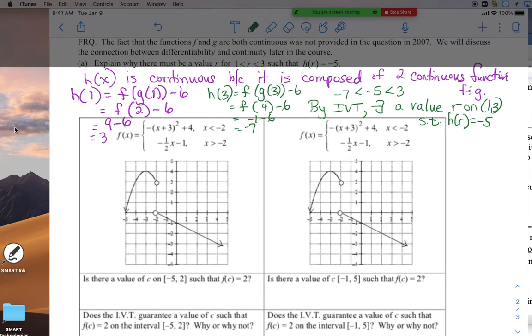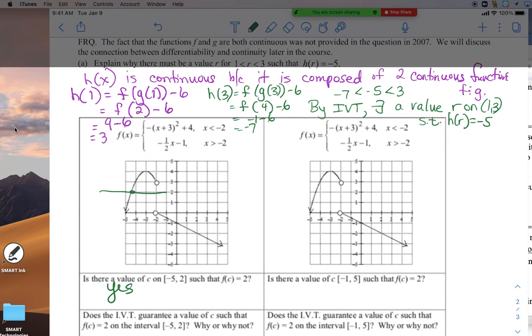So there's the function f of x. You can see the piecewise function. You can see the graph. The first question on the left says, is there a value of c on the interval, and watch your intervals, -5 to 2, such that f of c is 2? Yes, there is a spot where the function equals 2. It's between x is -4 and -5.